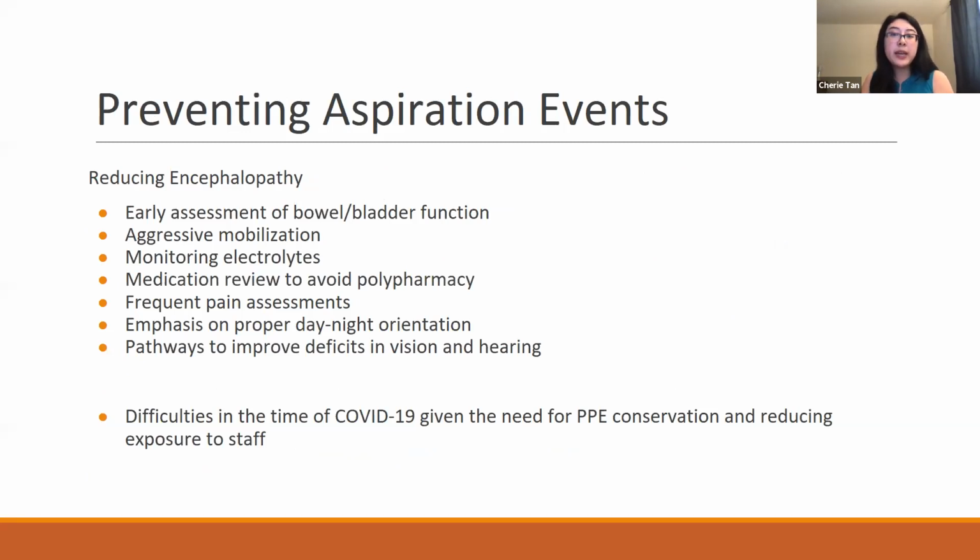There are multiple ways we can intervene to prevent aspiration events. One way is to reduce encephalopathy by assessing bowel bladder function, aggressive mobilization, pain assessments, day-night orientation. As physicians, we can continue to check for electrolyte abnormalities and review medications to avoid polypharmacy. We recognize that there are difficulties implementing this in the time of COVID, given the need for PPE conservation and reducing exposure to staff. But ideally, we'd also like to have family members at bedside to assist with reorientation as well.